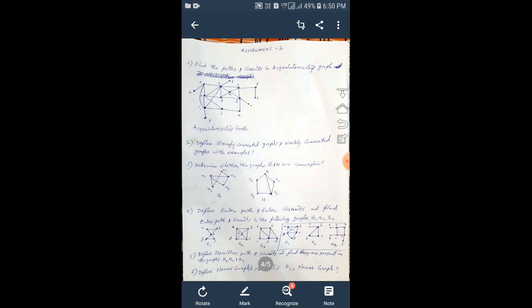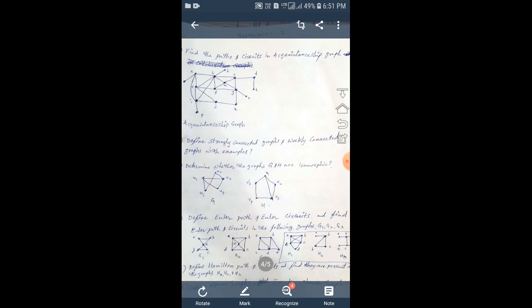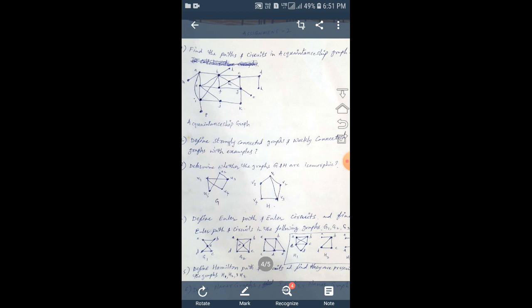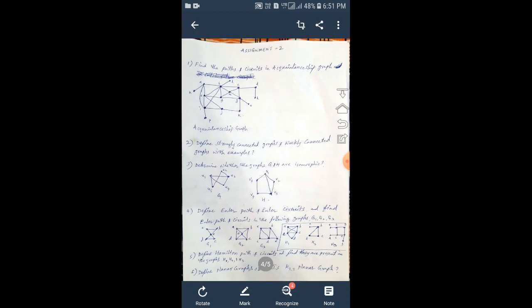Now second one, define strongly connected graphs and weakly connected graphs with examples. So you have to write the definition with an example. Third question, determine whether the graphs G and H are isomorphic or not. You have to find out whether these graphs G and H are isomorphic or not.